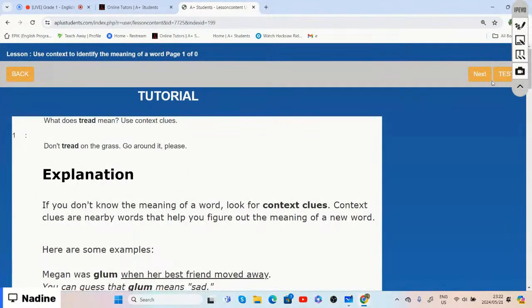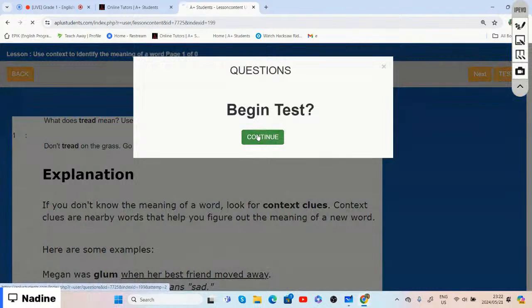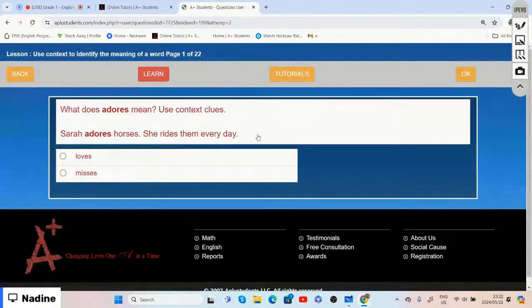Now we're going to our test, right? And we are going to use context to identify the meaning of the word. We're going to look for context within our sentences, and then we are going to choose the correct answer. What does adores mean? It says Sarah adores horses. She rides them every day. Adores. Is it loves or misses?